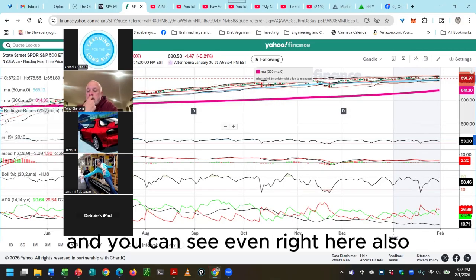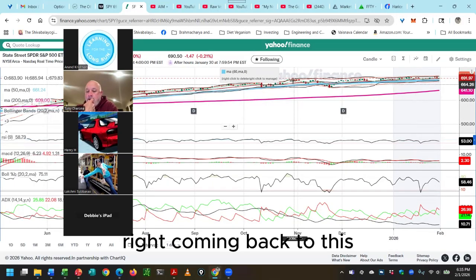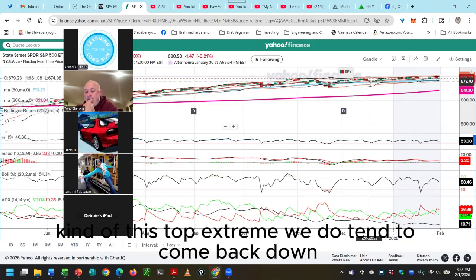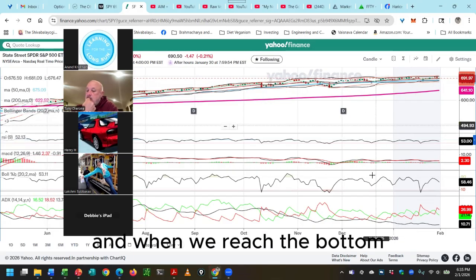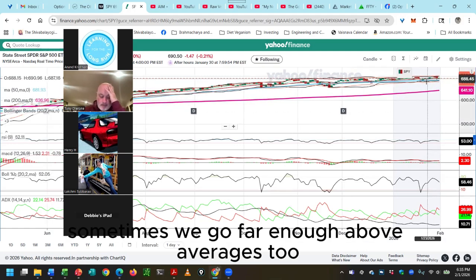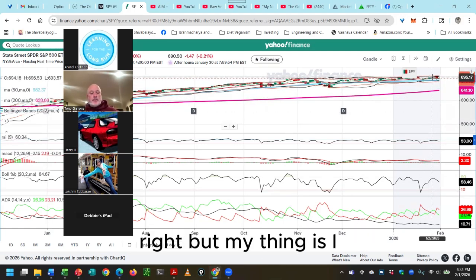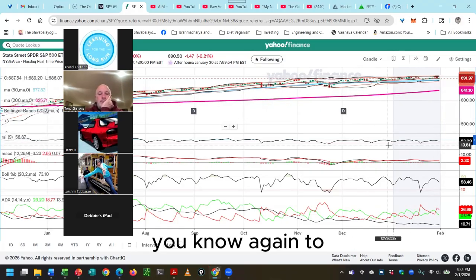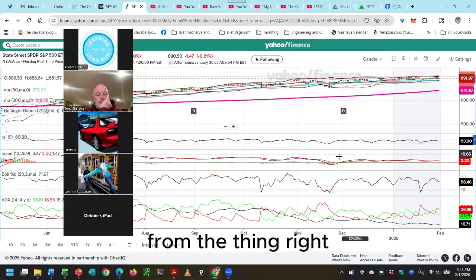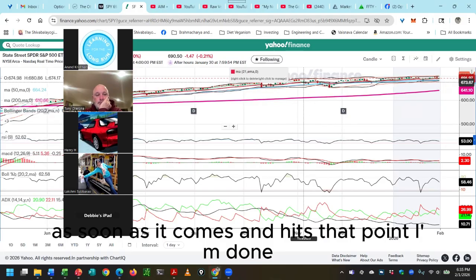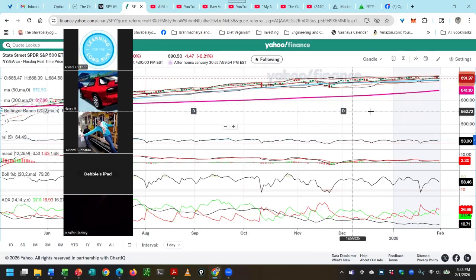You can see even right here, coming back to this, that when we reach this top extreme, we do tend to come back down. And when we reach the bottom extreme, we do tend to come back up. Sometimes we go far enough above averages too. But my thing is, I take it out at the averages, again to remove the whole luck element from the thing. So my target is, as soon as it hits that point, I'm done.